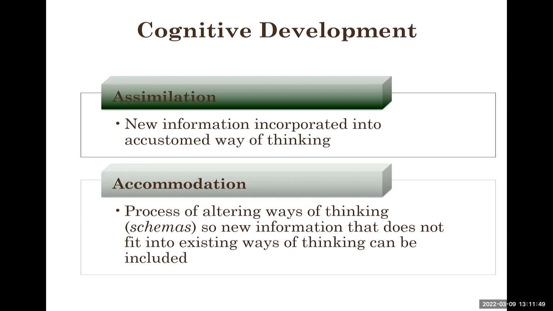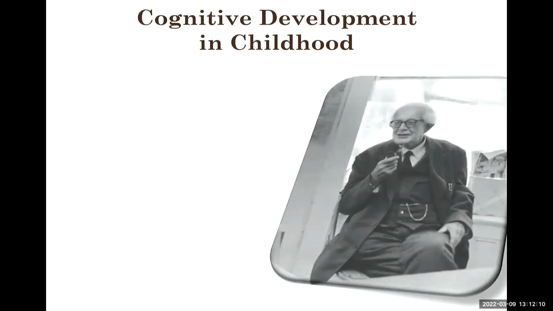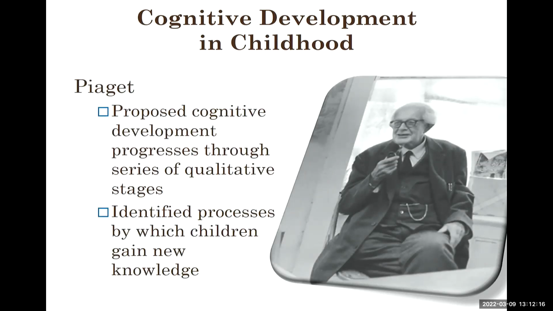We talked about schemas, our framework for understanding scripts, a schema for a series of events, like going to school and so forth. Remember we talked about that last Monday, or maybe last week, I don't know. So how does cognitive development work in childhood? The first person who really talked about this assimilation versus accommodation, that we learned about, is Piaget.